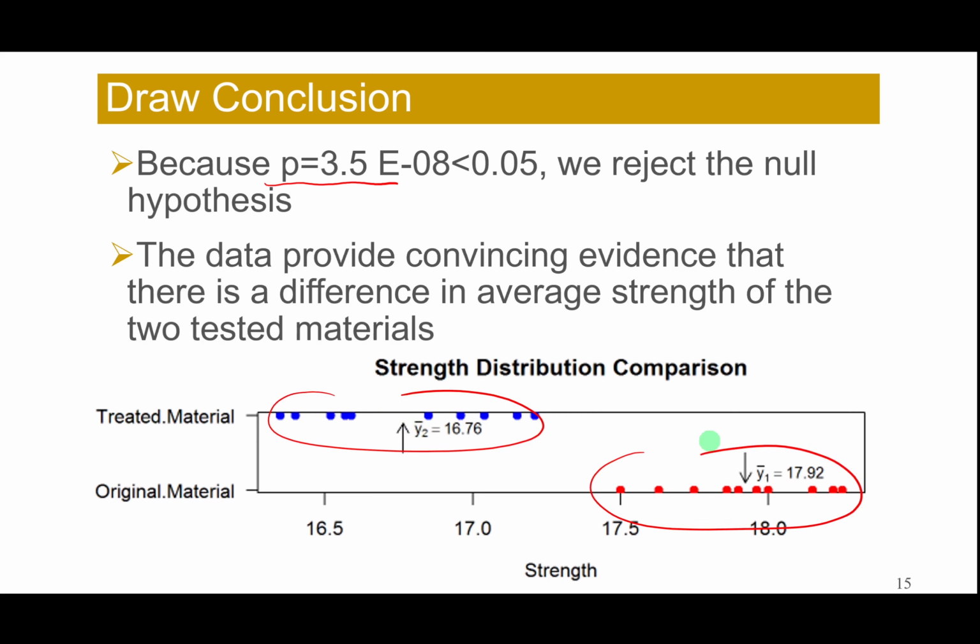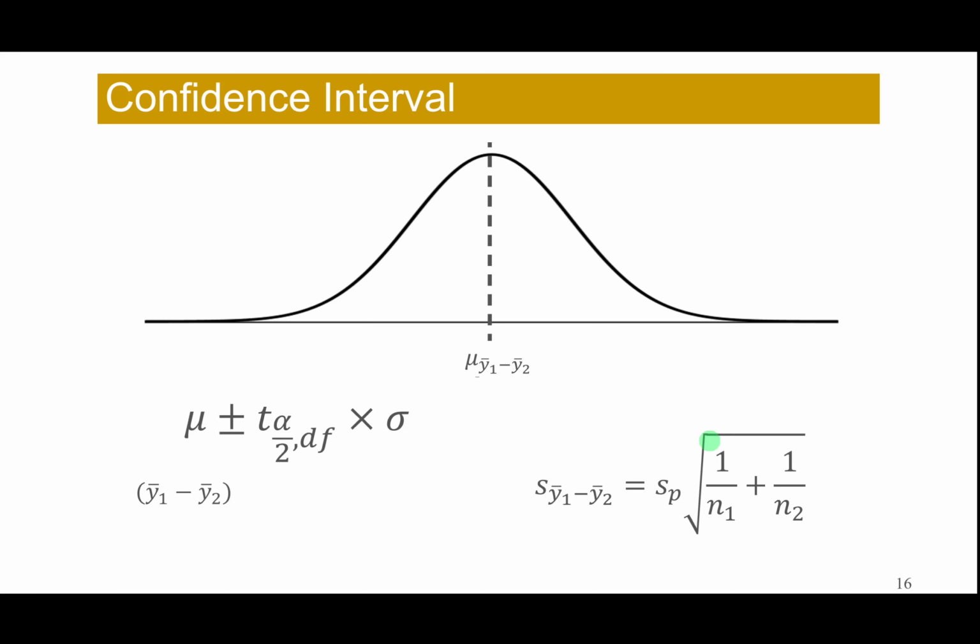This means although the added chemical resulted in a preferred shorter curing time, it reduces the material strength, which may be a downside. The next natural question is how much stronger the original material is than the treated material. From the above hypothesis testing, we know that mu, y bar 1 minus y bar 2, does not equal 0. Using previous knowledge, we can calculate the confidence interval of this mu value.